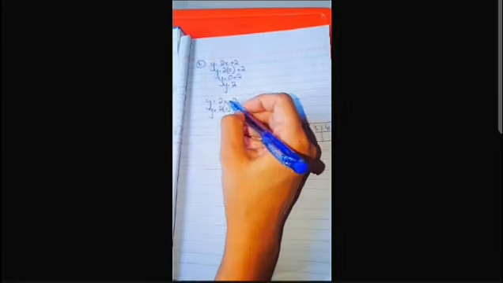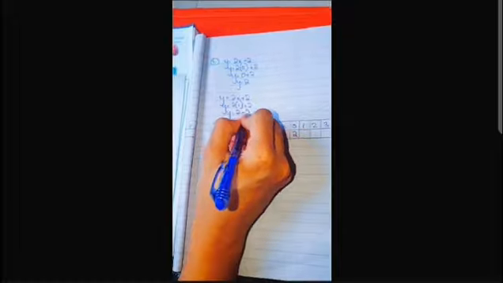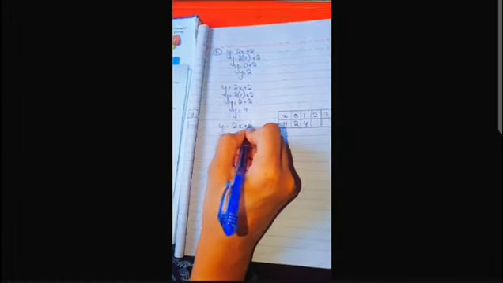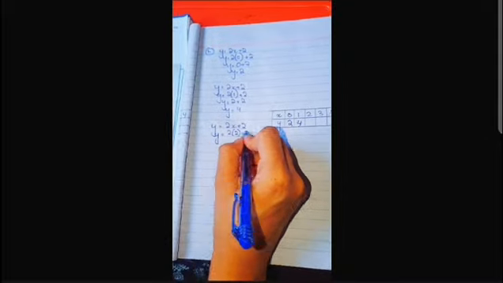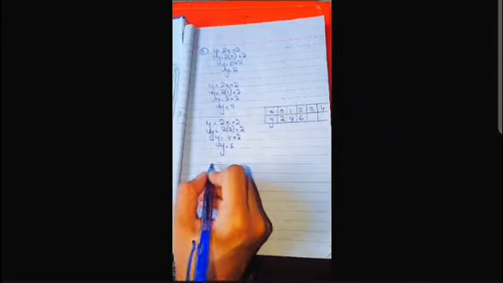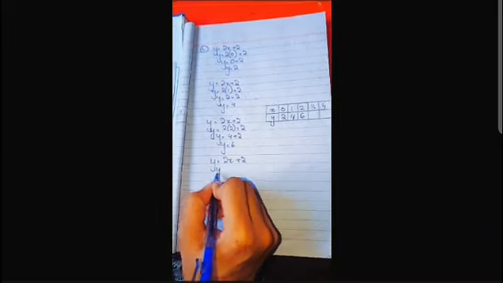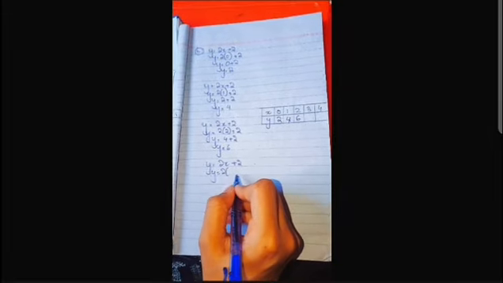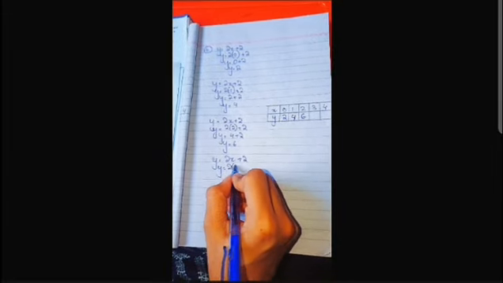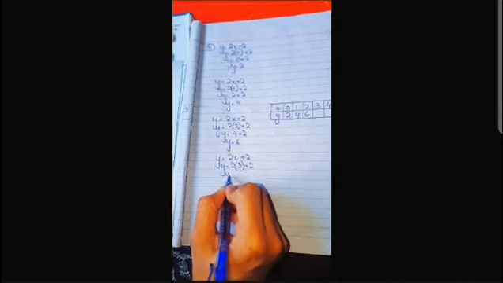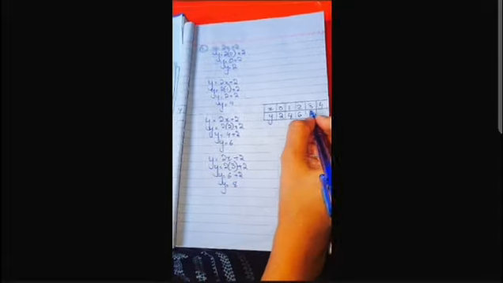Again writing the same equation. Now in place of x I am writing 2. So y is equals to 2 2s are 4 plus 2, and y is equals to 6. So when x is 2, y is 6. Again same, only we have to change the value in place of x. Now I am writing 3 in place of x. 2 3s are 6 plus 2, y is equals to 8.